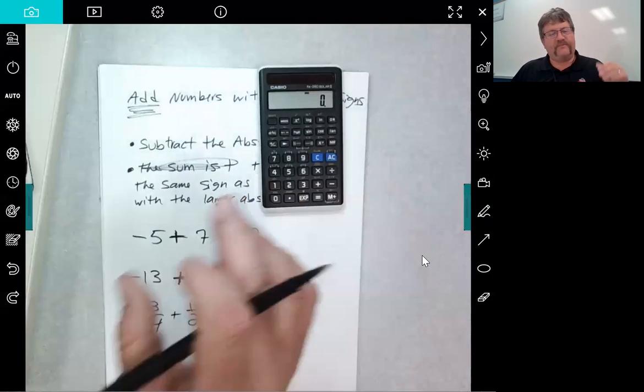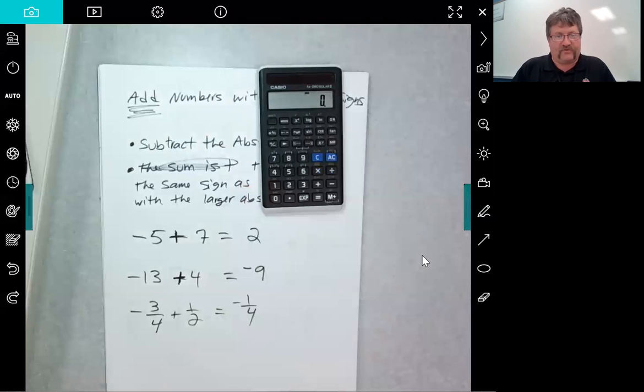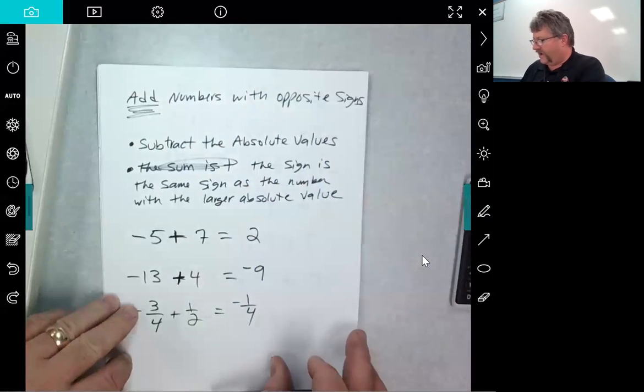Okay, so we good there though? I'm adding, that's crucial, but one is positive and one is negative, so I'm really subtracting absolute values, and then I see who wins the battle of the signs. Okay, let's throw that into some algebra. Let's do a little algebra here.